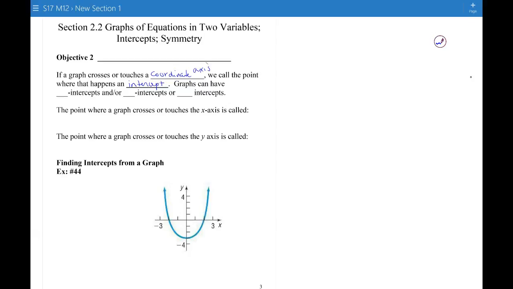So graphs can have x-intercepts and/or y-intercepts, or they can have no intercepts. If you have a graph of a circle that's up here in quadrant 1, it has no intercepts at all. So the point where a graph crosses or touches the x-axis is called an x-intercept, and where you touch or cross the y-axis is a y-intercept. So graphically, this is very easy to do. If somebody says find them graphically, it means from a picture.